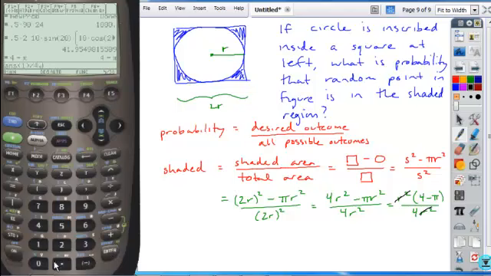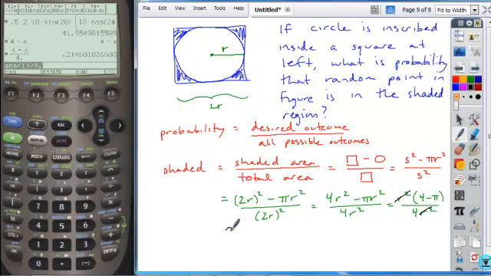I'm going to put a decimal in here so it displays as a decimal, and I get my probability to be approximately 0.2146. And remember, probability is going to be a value between 0 and 1. 0 meaning it's never going to happen with certainty, and 1 meaning it's going to happen every time with certainty. So it winds up kind of corresponding to percentages if you move the decimal 2 places to the right. So there's a 21.46% chance that a random point picked on this figure is going to fall in the shaded region.